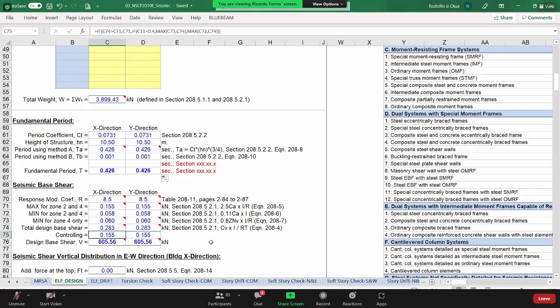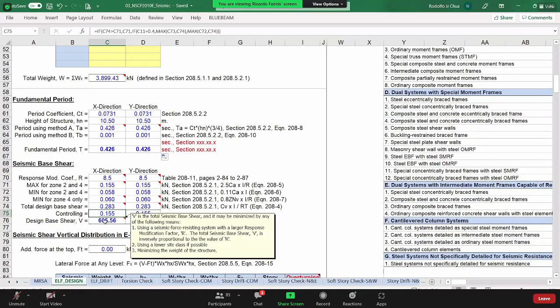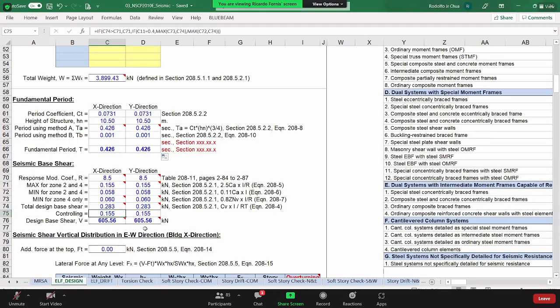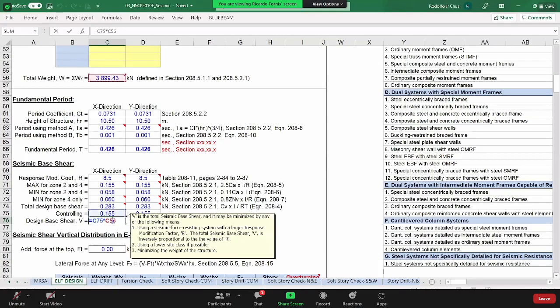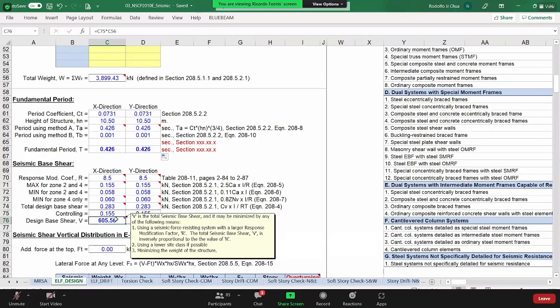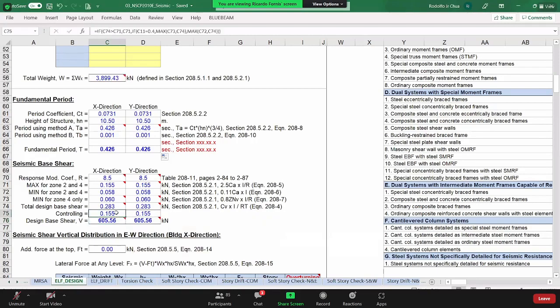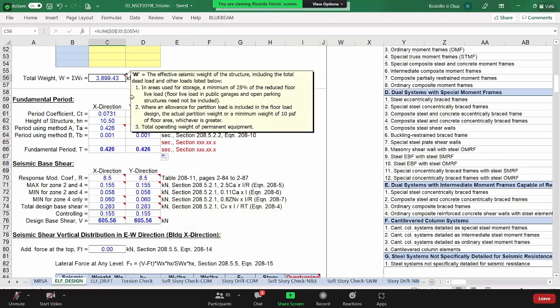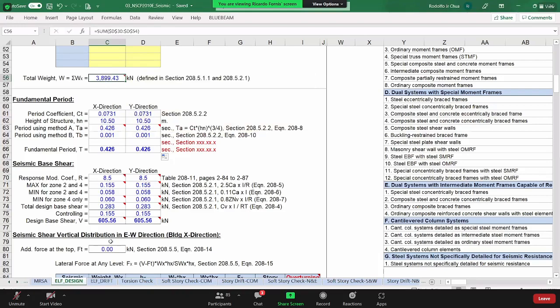So this is the acceleration, and then we have to calculate the base shear, or the force applied to the structure. And that base shear is simply the product of your acceleration, 0.155 g. I think this comes with g. Yep, it's with g. So 0.155 times the seismic mass, the total seismic mass or weight. So the total force or base shear is 605.56.